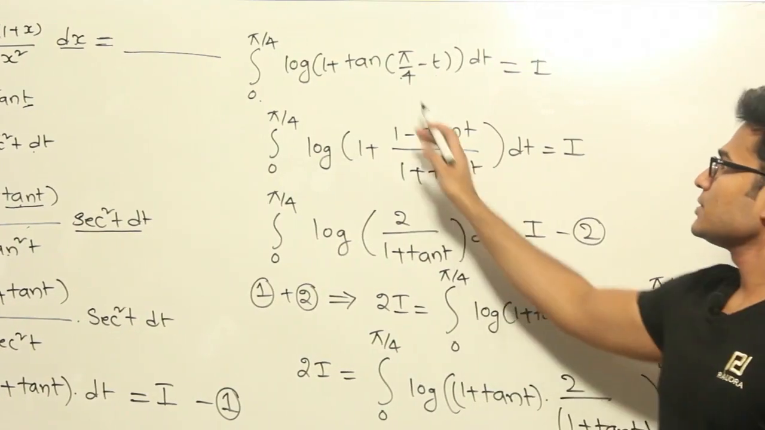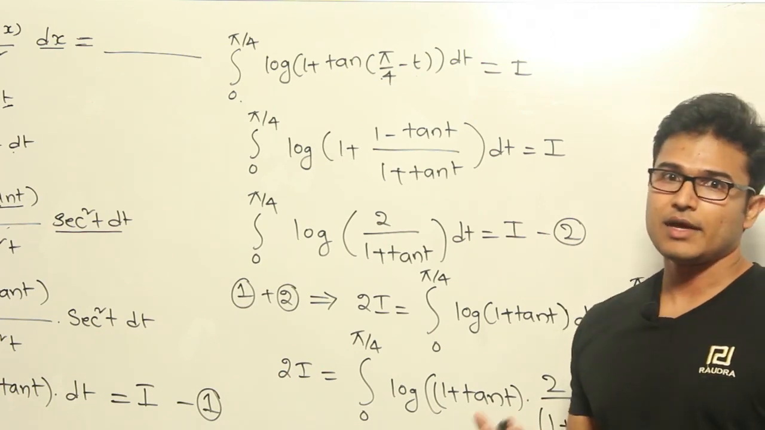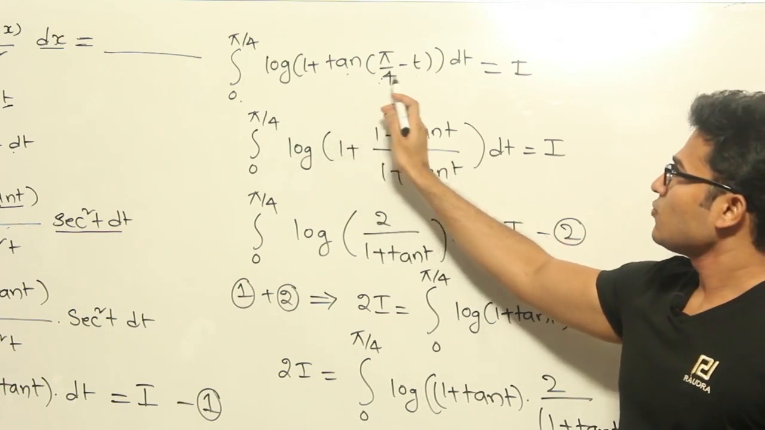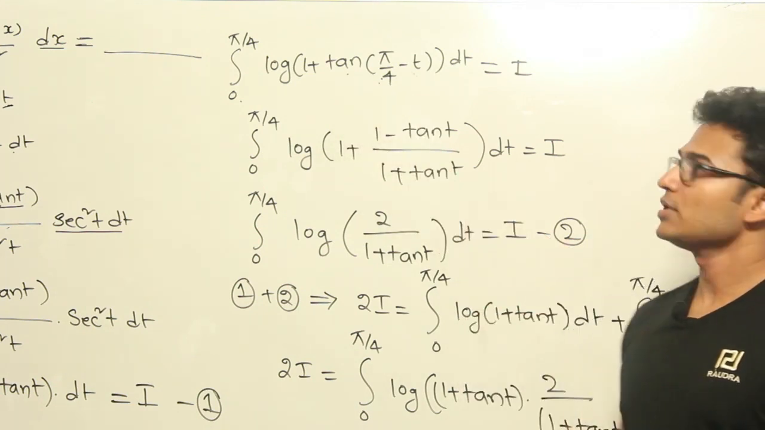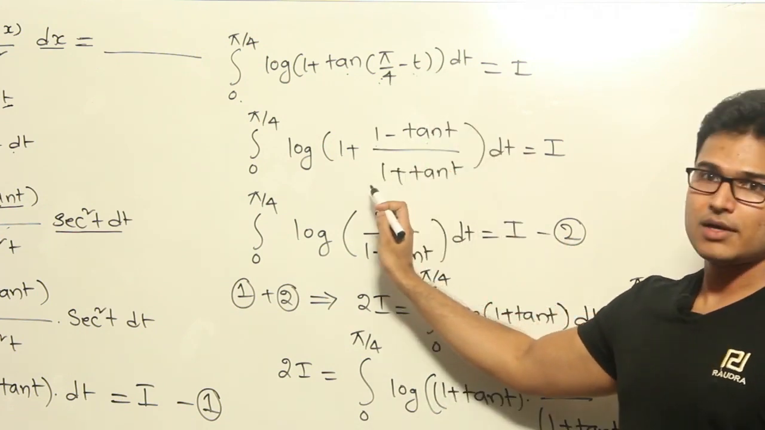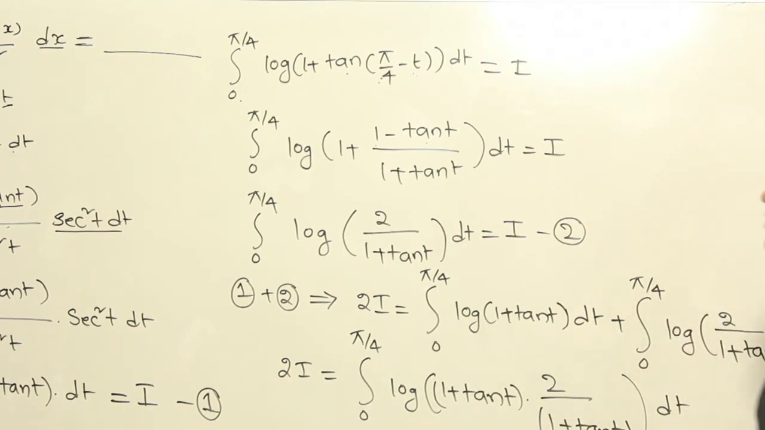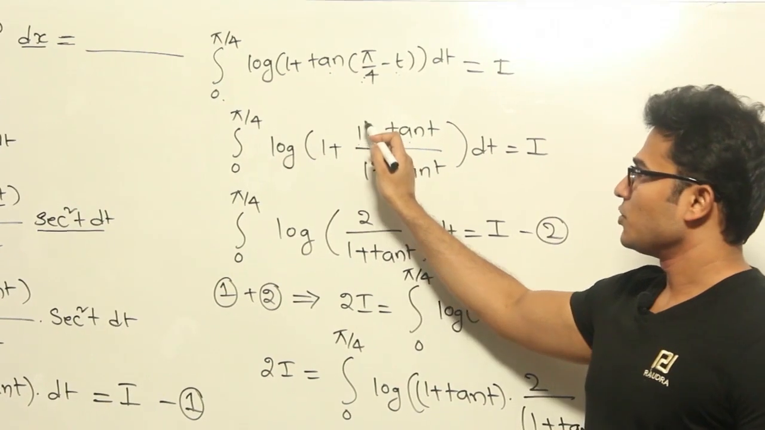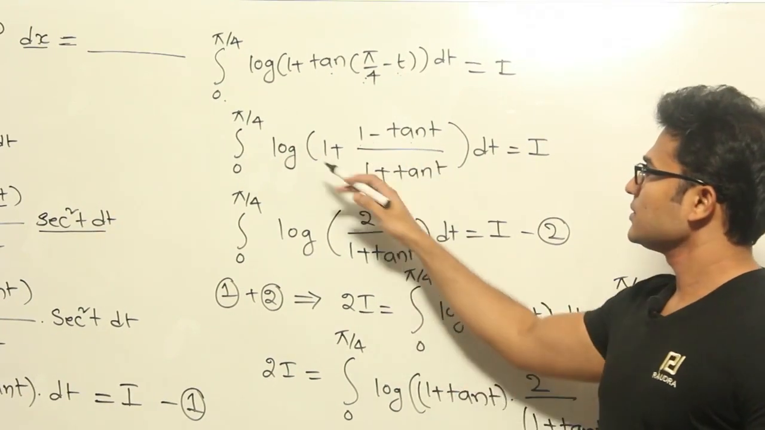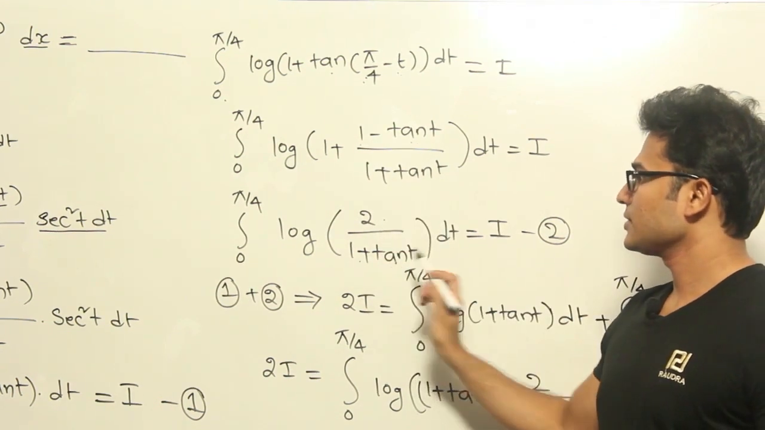Now let's expand this one. This is tan of (pi by 4 minus t), so it is tan(a minus b), which is tan a minus tan b divided by 1 plus tan a tan b. That is the formula that we are going to use. If you substitute, tan pi by 4 is 1, so we get 1 minus tan t divided by 1 plus tan t. Just add these two and simplify, and you are going to get 2 by 1 plus tan t.